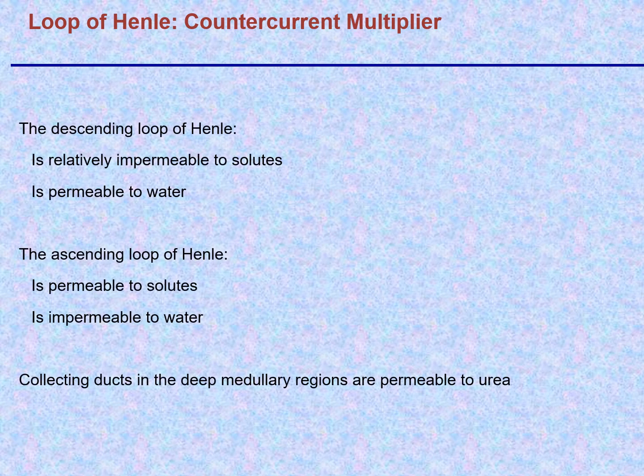So this loop of Henle is referred to as a countercurrent multiplier. The descending limb of the loop of Henle is relatively impermeable to solutes, but quite permeable to water. And I'll show you what that does in a couple of diagrams. So it's relatively impermeable to solutes, but permeable to water. And then the ascending limb is permeable to solutes, but relatively impermeable to water.